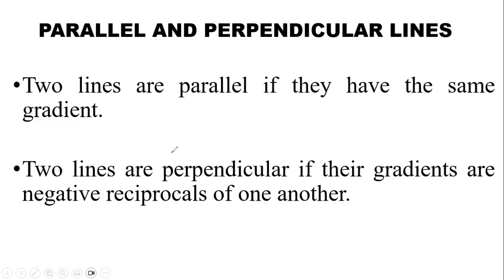Two lines are parallel if they have the same gradient. For instance, if we have these two lines with gradients M1 and M2, then these two lines are parallel if their gradients are the same. So M1 equal to M2.